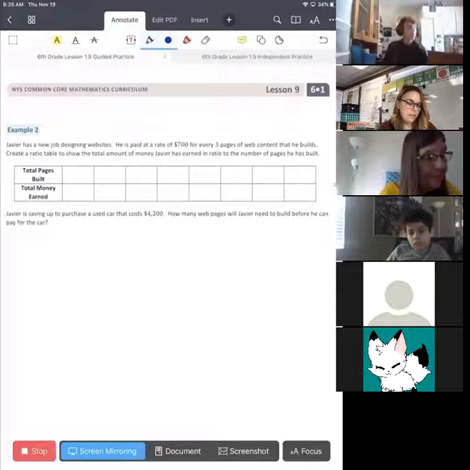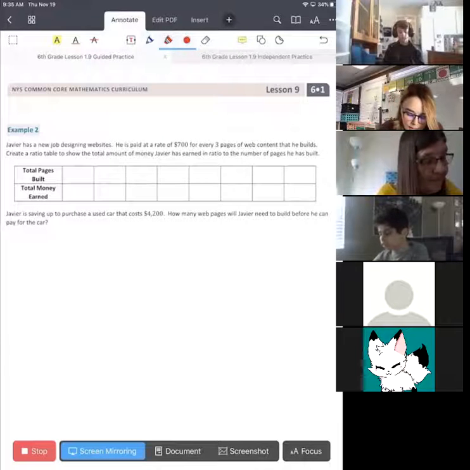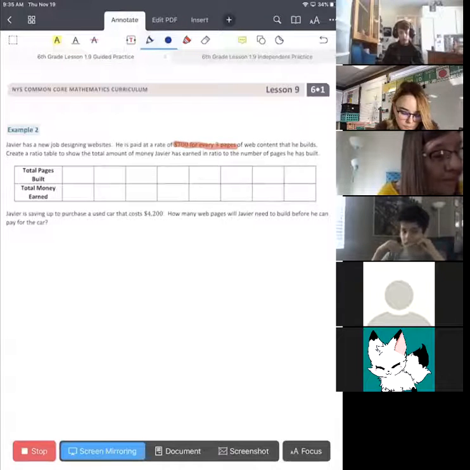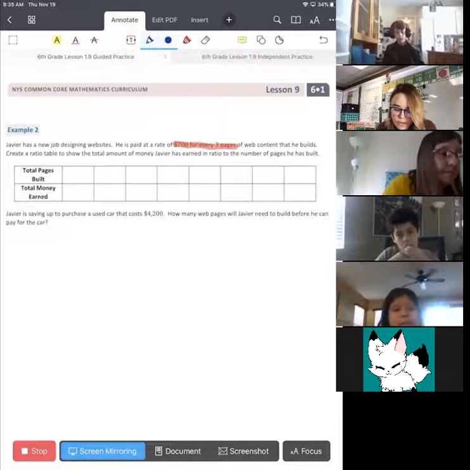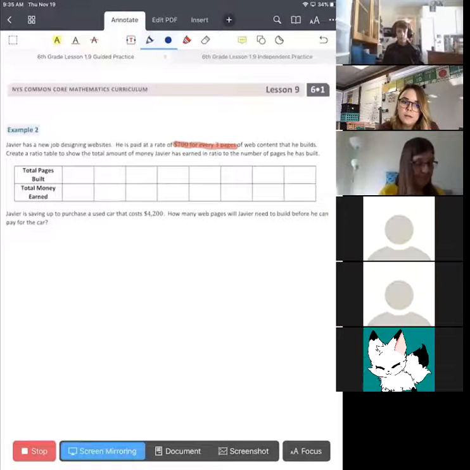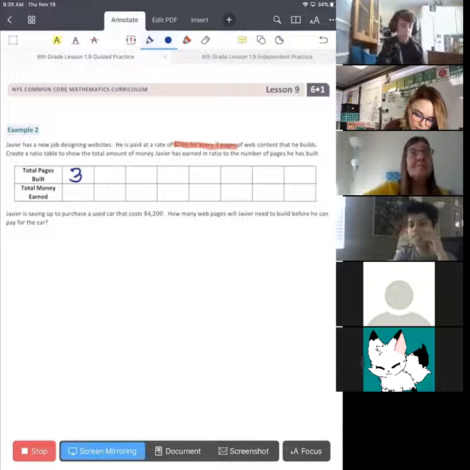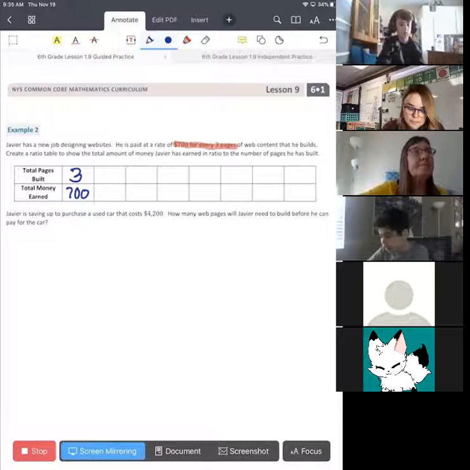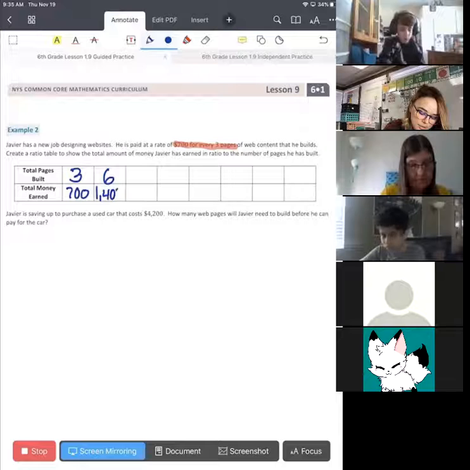So our next example says Javier has a new job designing websites. He is paid at a rate of $700 for every 3 pages of web content that he builds. Create a ratio table to show the total amount of money Javier has earned in ratio to the number of pages he's built. So our starting ratio is for every 3 pages, he gets $700. So if we multiply both of those by 2 again, for every 6 pages of content he creates, he gets $1,400.